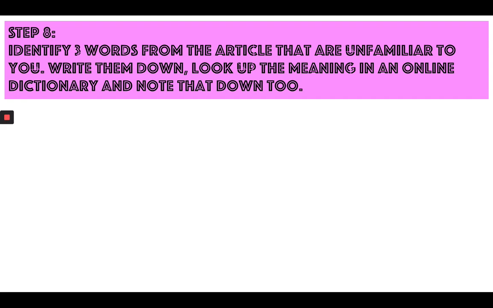So, step 8, identify 3 words from the article that are unfamiliar to you, write them down, look up the meaning in an online dictionary, and note that down too. So, as you read, you may want to highlight the article if you've printed it out for yourselves. Any words at all that you just do not understand, it's perfectly okay. I don't understand every single word and everything that I read. I have to go use the dictionary and look things up as well. I'm always learning new words, and learning new words expands your vocabulary, which makes close reading skills much, much easier to develop.